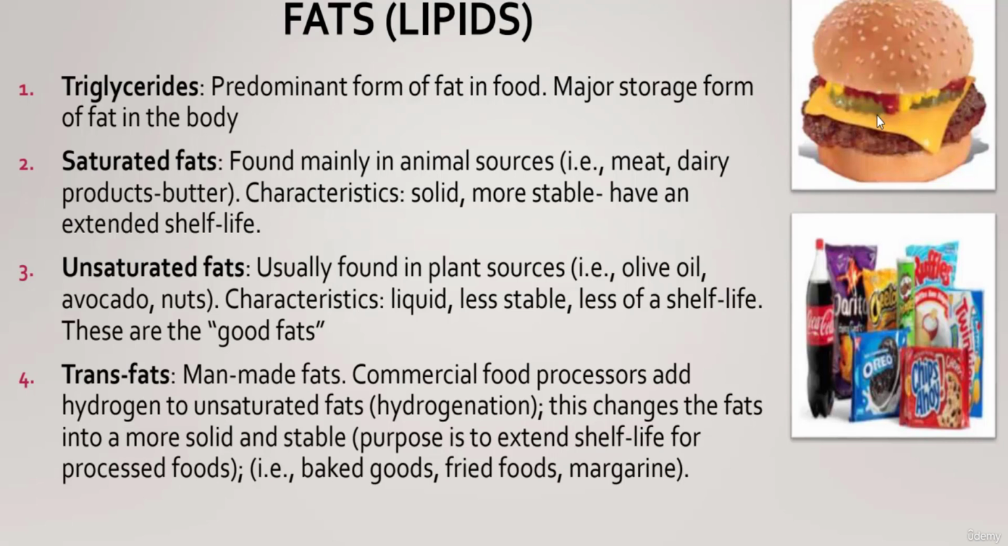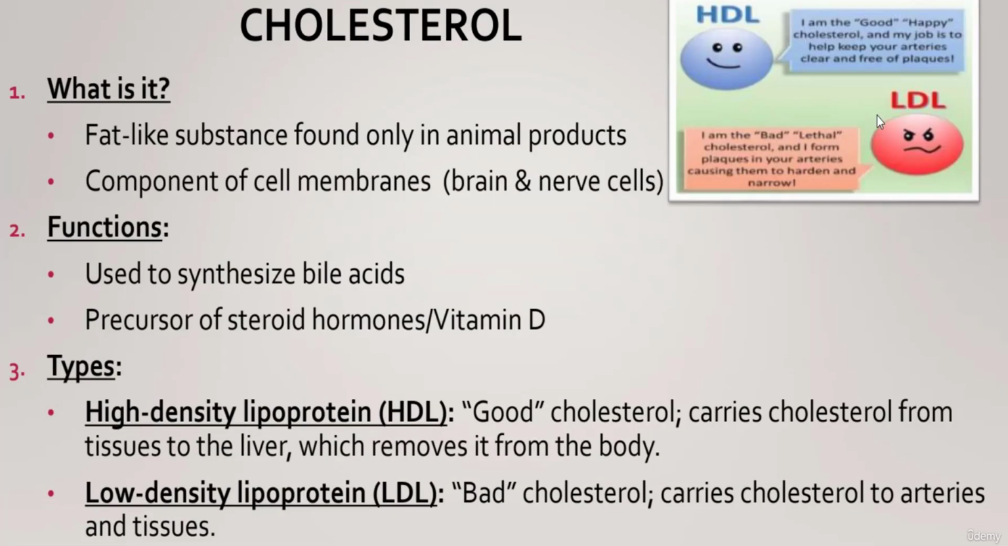This is why you want to stay away from all those trans fats and highly processed foods, right? Because they can cause high blood pressure, diabetes, and so forth. Cholesterol, right? So it's a fat-like substance found only in animal products, okay? It's a component of cell membranes, okay? Its function is used to synthesize bile acids, precursor of steroid hormones, okay, and vitamin D, okay?